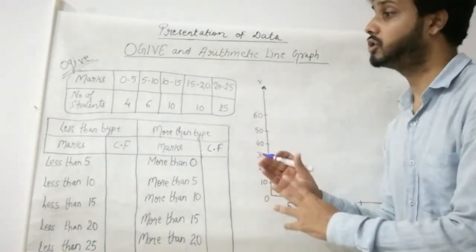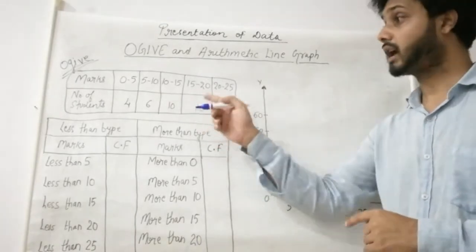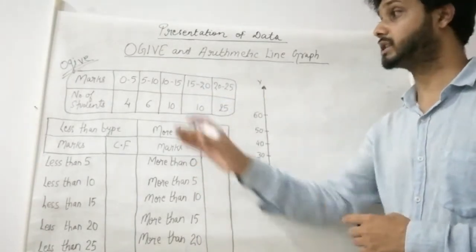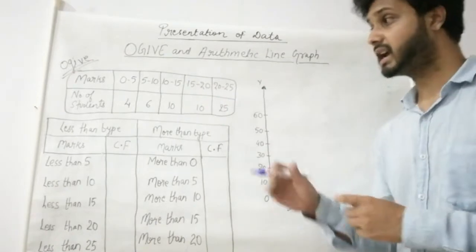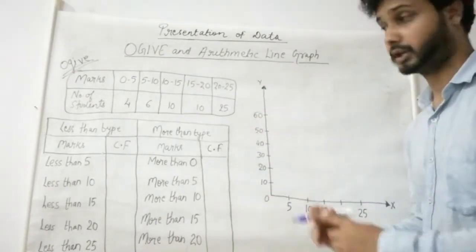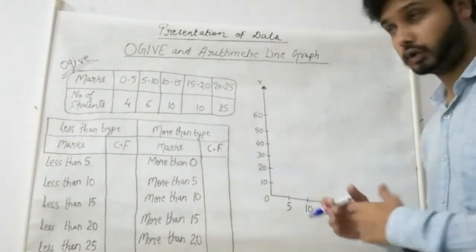Okay, ogive is also the representation of the class interval series. In this also the question will be in the form of class intervals and this will be represented. Okay, so let us see how we do it.